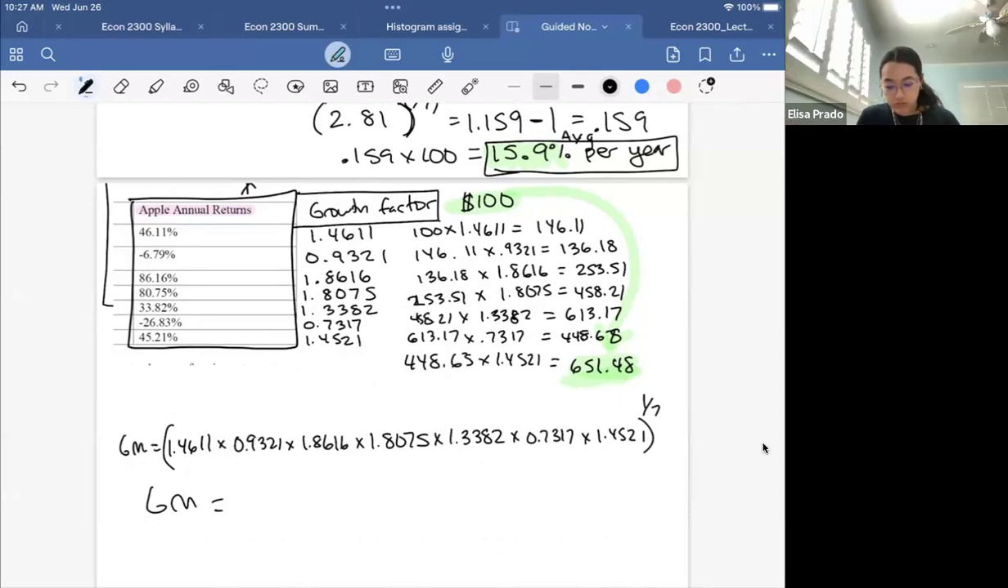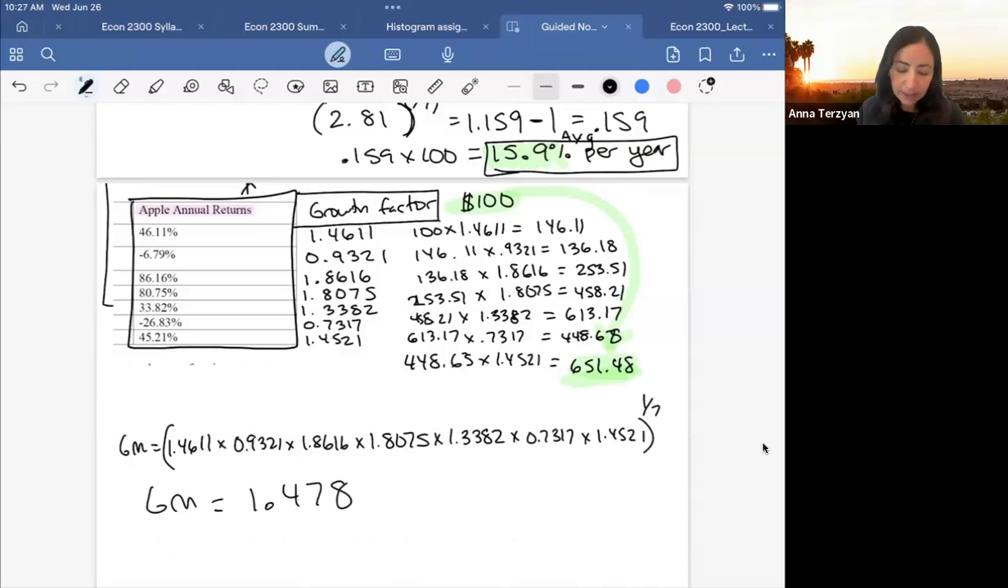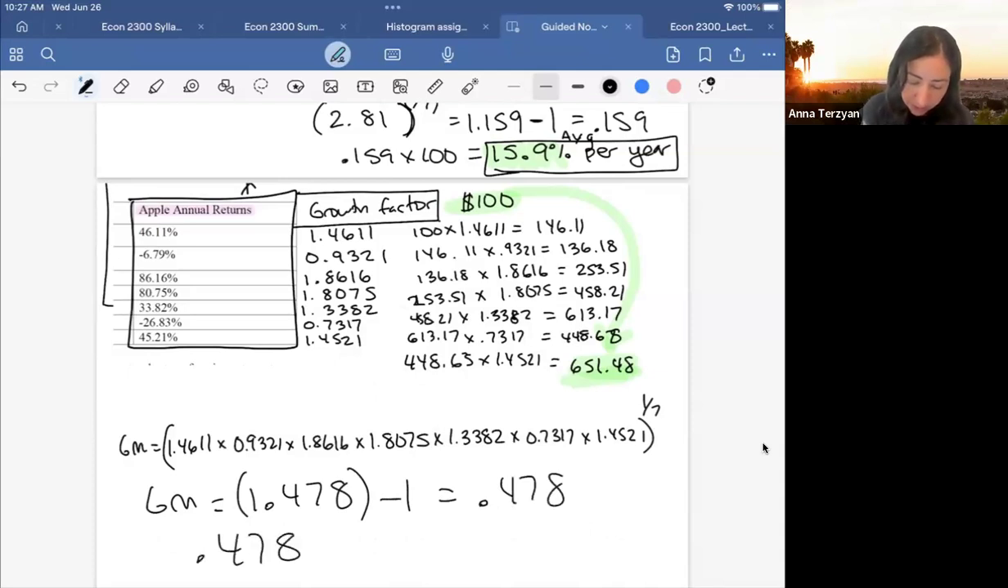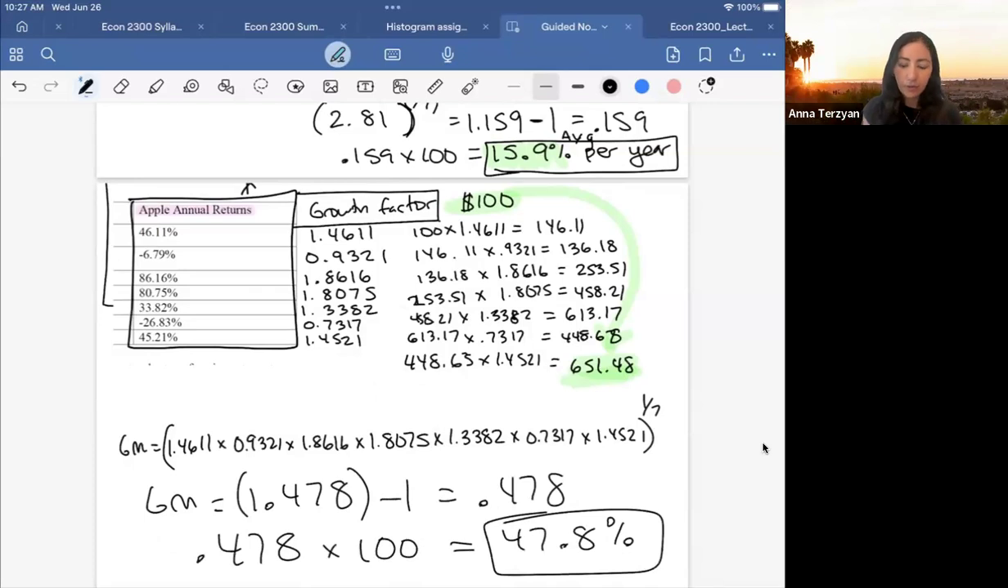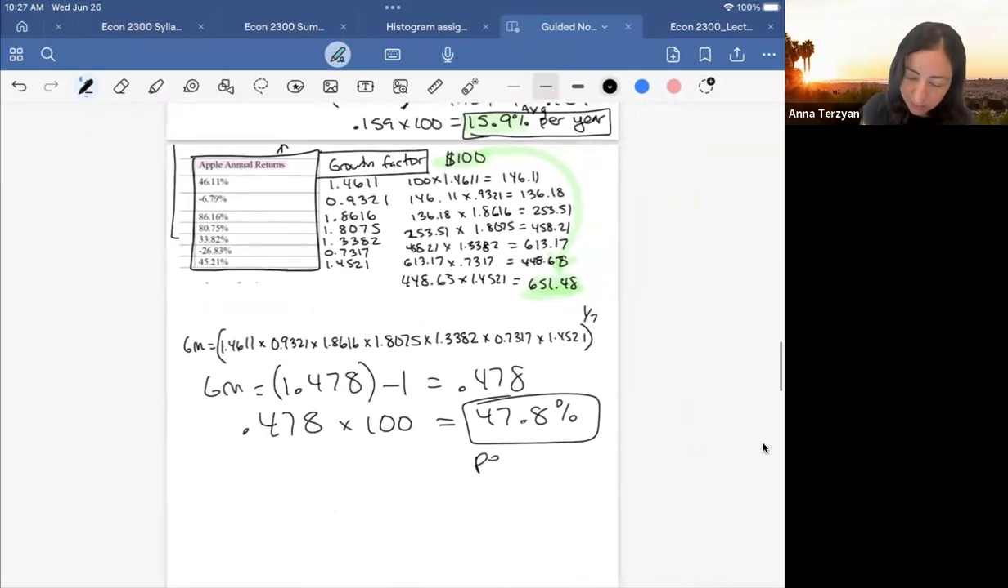I don't know if I calculated correctly, but I got 1.478. Yeah, perfect. And so then we take, and did you take the 7th root, right? Yeah, perfect. So then we're going to subtract 1 and we get .478. And then we're going to take that and multiply it by 100. And we get 47.8%. And that's your average growth per year.